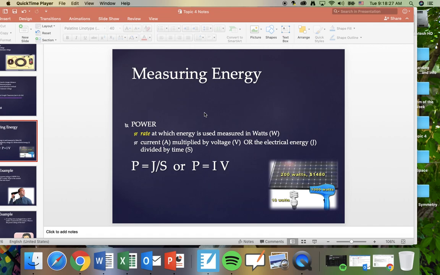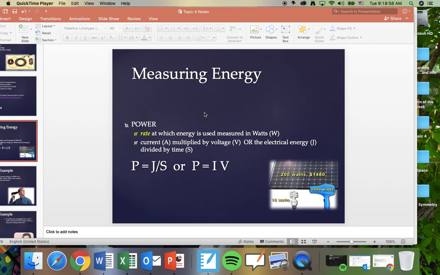Okay, so this is our last unit of energy that we're going to be looking at. So we've talked about calculating voltage, current, resistance, and then today we're going to be talking about power. Now, power is the rate at which energy is used. So it's the rate at which we use energy, and we usually measure it in watts.